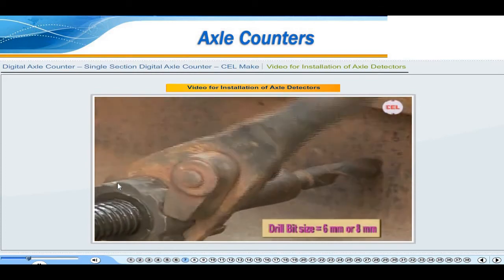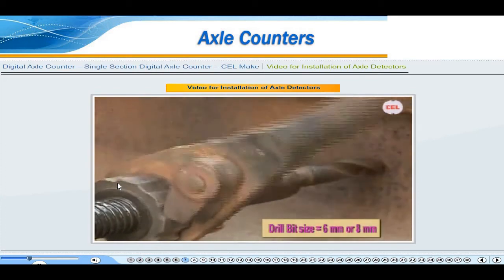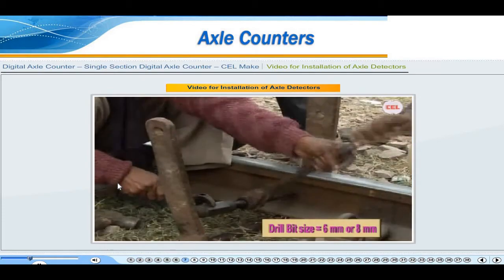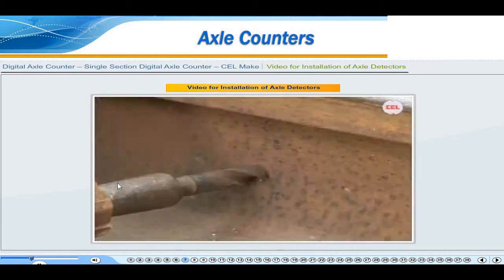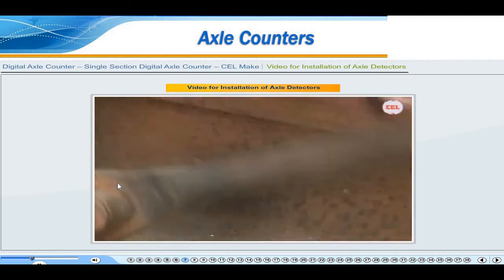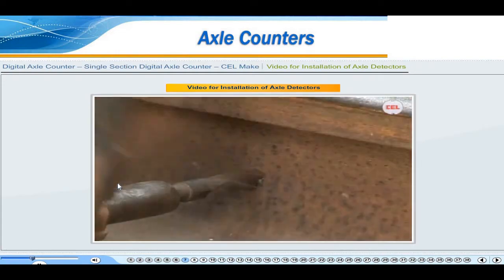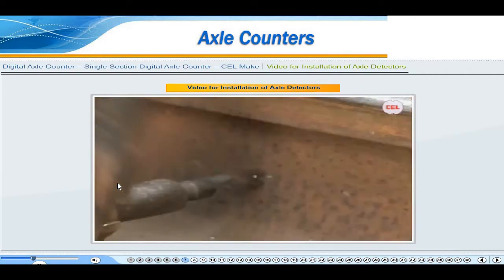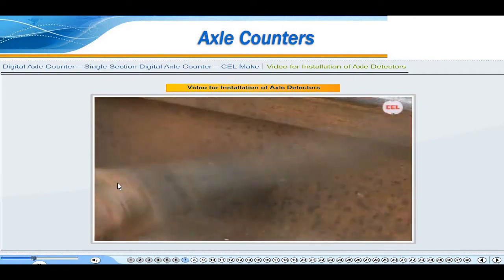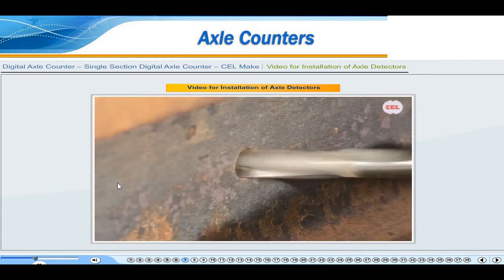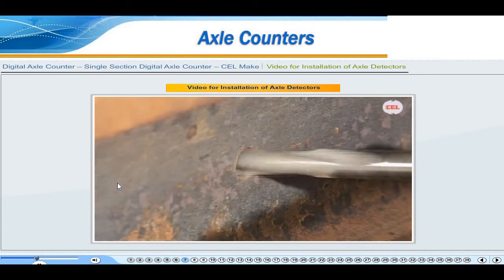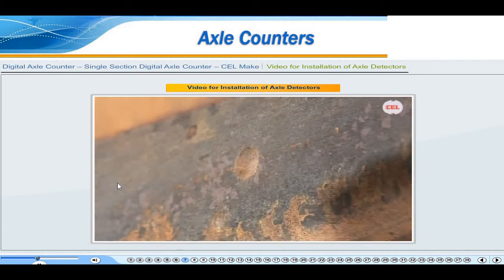First, for drilling the hole, use a drill bit of size 6 mm or 8 mm. Then use a drill bit of 14 mm size for drilling of the web as required. Drilling is done manually, but it can also be done using an electric drill machine like this.